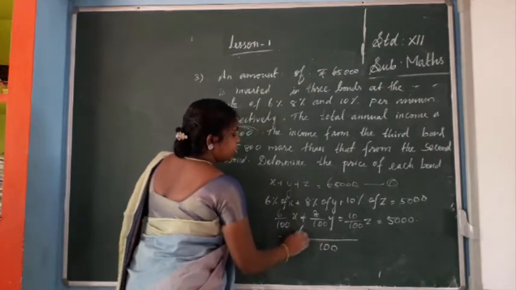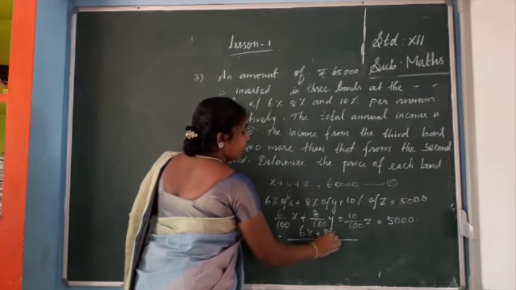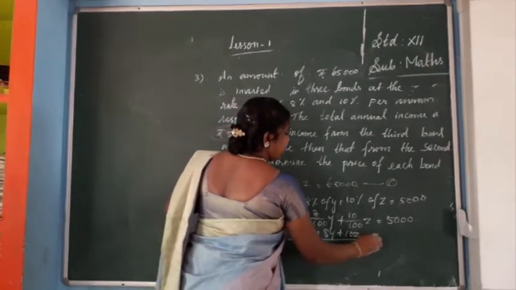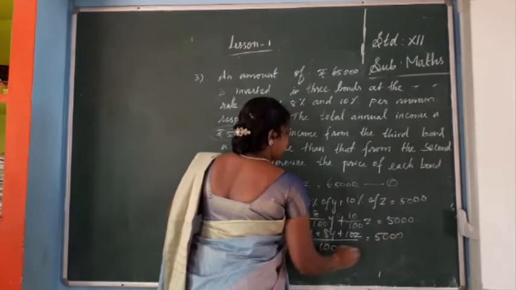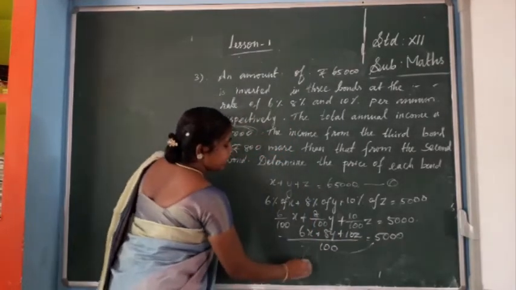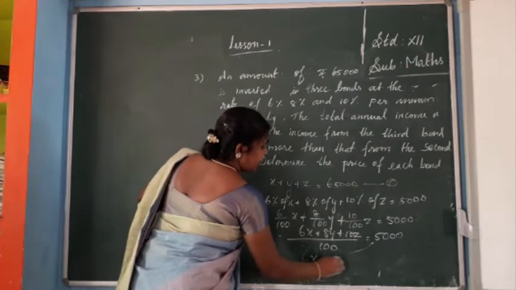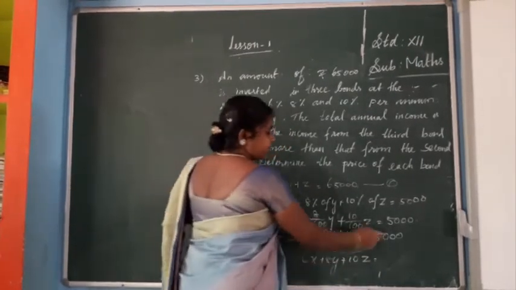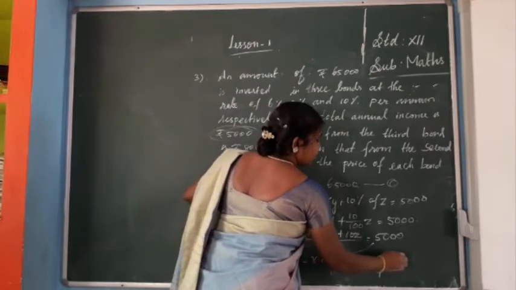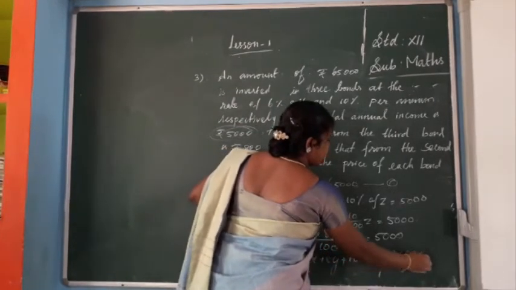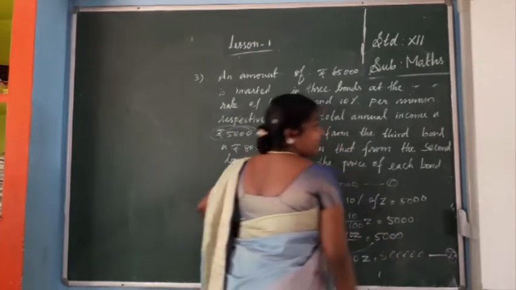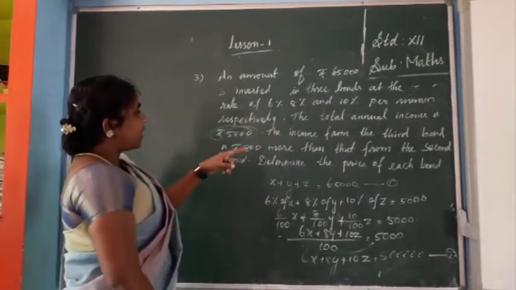The numerator 6x plus 8y plus 10z equal to 5,000. Then the 100, you take to the right-hand side. What do you get? 6x plus 8y plus 10z equal to 5,000 into 100, just add 2 more zeros to 5,000. Okay, so this is the second equation. Next, another equation is there.